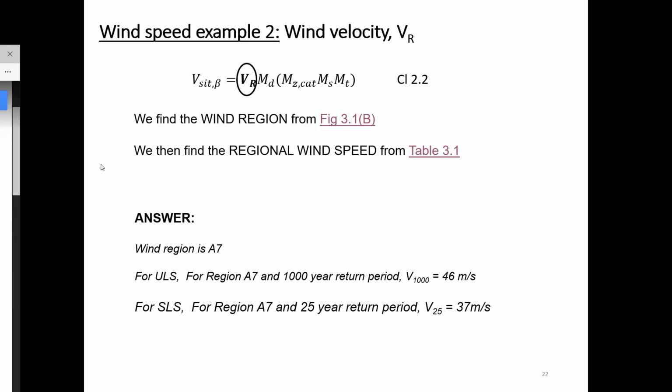Everyone all good with that? For the final answer, do we give the answer in kilometers per hour or meters per second? Here, meters per second. Okay. Yep.